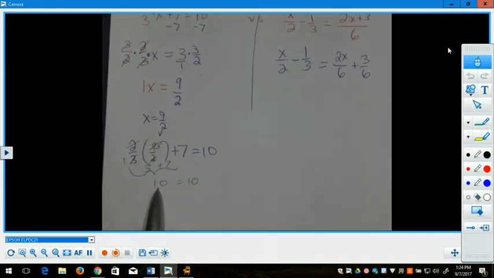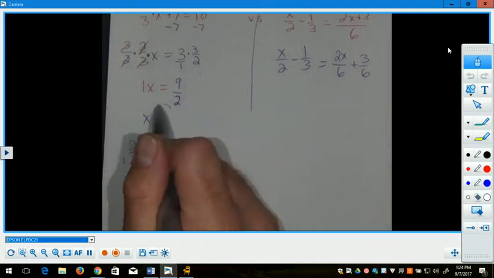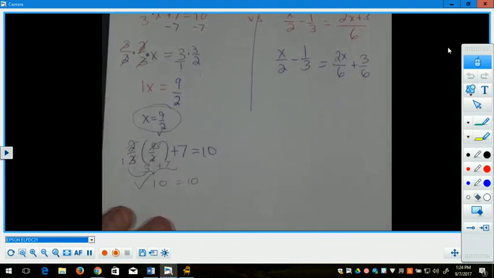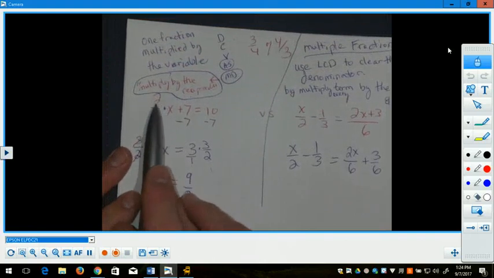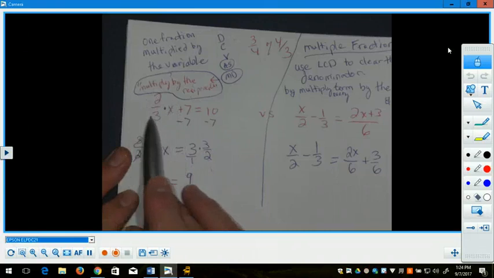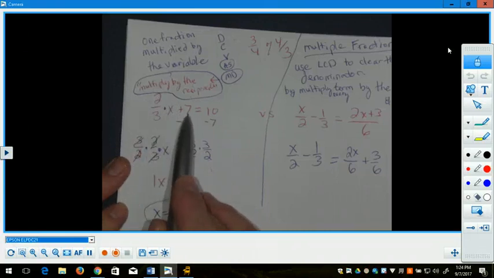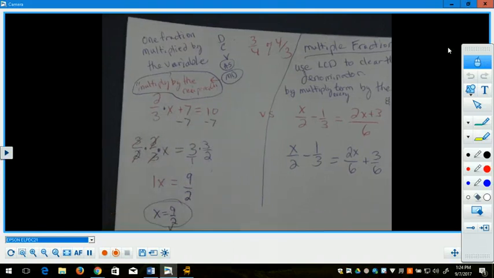So you could do it this way. You can also plug it into the calculator if you're just doing a quick check, as long as you showed how you plugged it in to verify that you had the correct answer. X equals 9 halves is the correct answer. Again, when there's only one fraction and it's multiplied by the variable, we're going to get that by itself. That's why we got rid of the plus 7. And then we're going to multiply by the reciprocal value of that fraction on both sides to get x by itself.